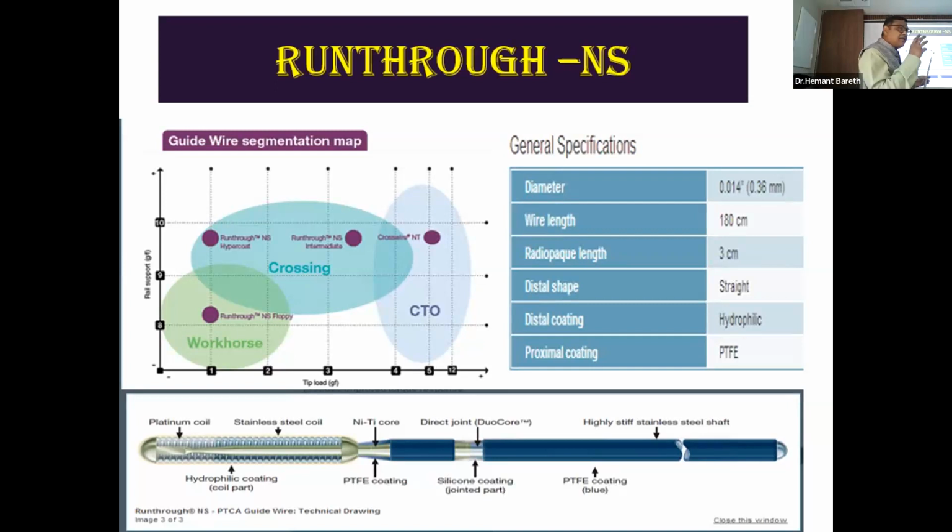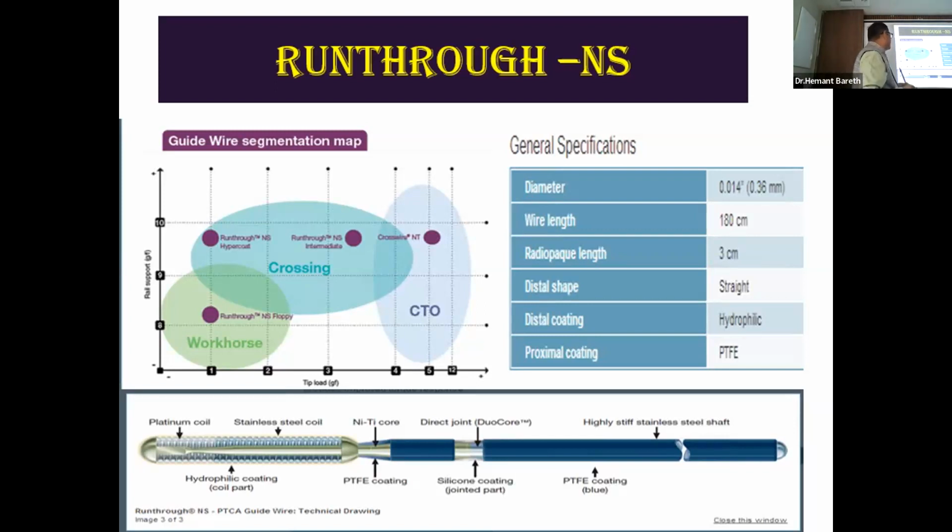Runthrough is a very interesting wire. It is a fusion of stainless steel and nitinol. So it has some features of stainless steel and some features of nitinol. Basically, this alloy is very useful, and you can reshape it also because of this particular property. Tip load is again the same, around 0.6. Again, 0.014 wire. Radio-opaque length is again 30. Basically the same thing, but the only difference is that the Runthrough wire can be reshaped.